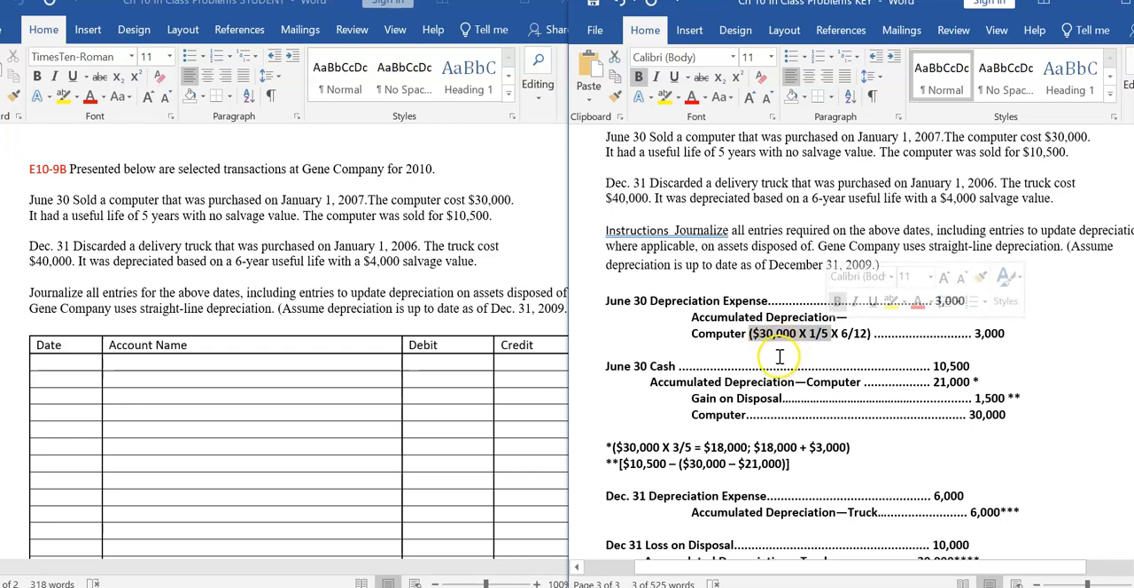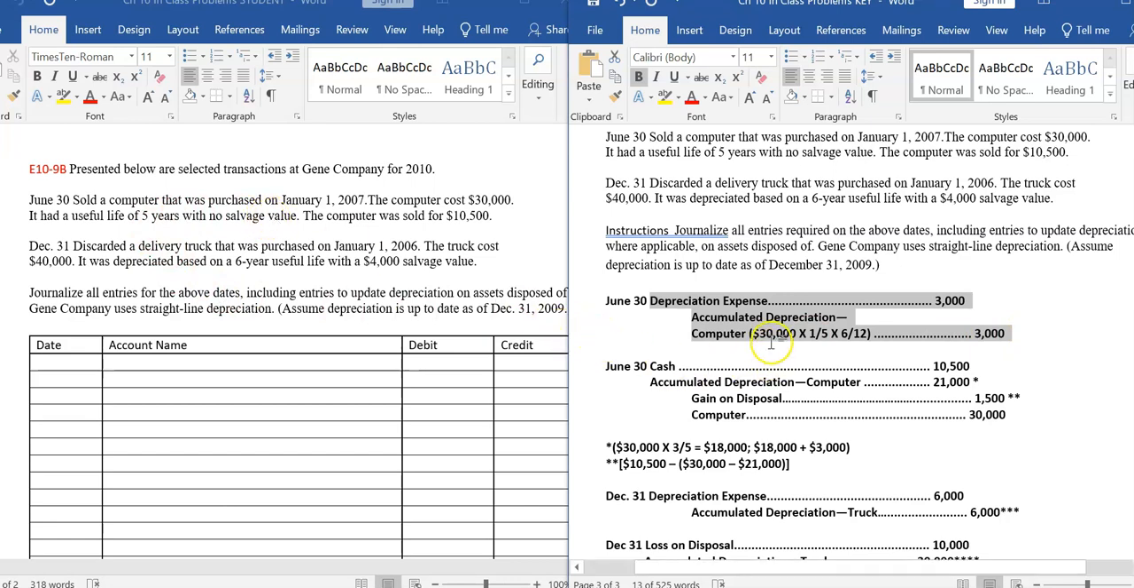So this formula is a little strange. They are essentially dividing by 5. Okay, that would give us $6,000. 6,000 is a full year's depreciation. We are only depreciating for half of a year, or 6 months. So we multiply the annual depreciation by half of a year. Gives us depreciation for this 6-month period of $3,000. So we debit depreciation expense and credit accumulated depreciation for $3,000. That will update the depreciation through June 30th, the date that we sold it.